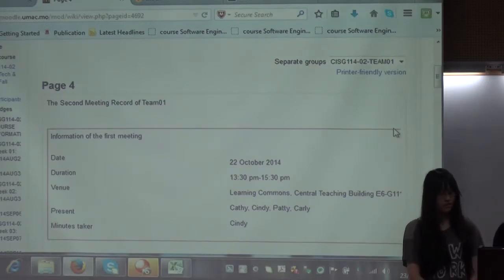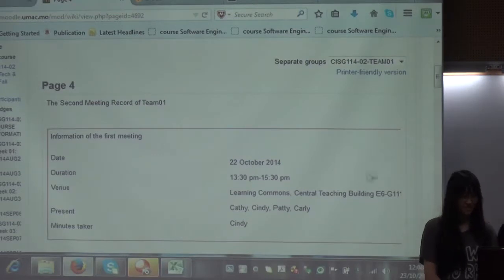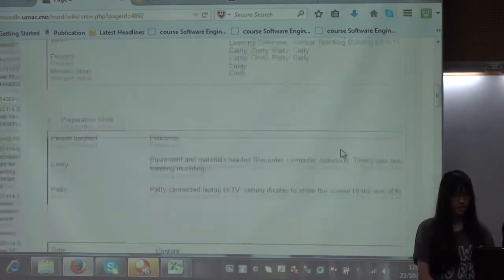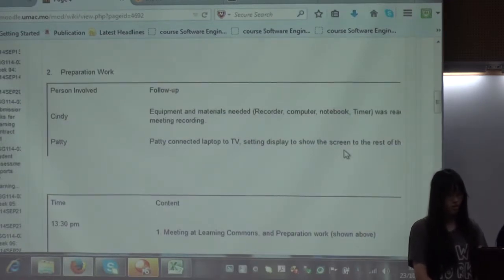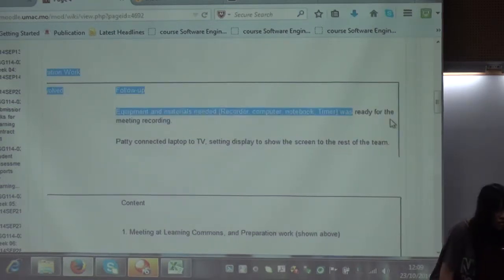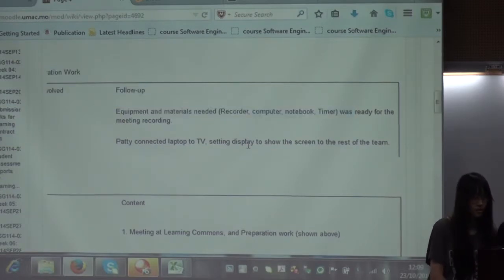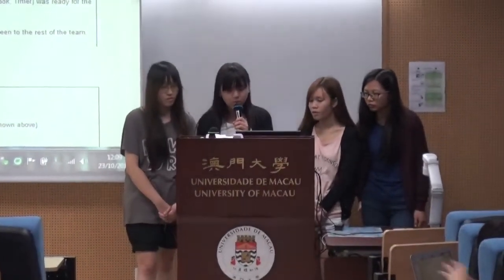We all attended the second meeting, and Cindy was the minutes taker. Cindy and Patty did some preparation work. Cindy prepared the equipment and materials needed, such as a recorder, computer, notebook, and timer, ready for the meeting recording. And Patty connected the laptop to the TV, setting the display to show the screen to the rest of the team.